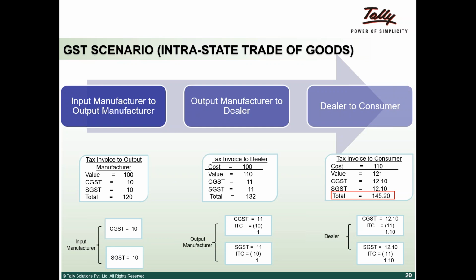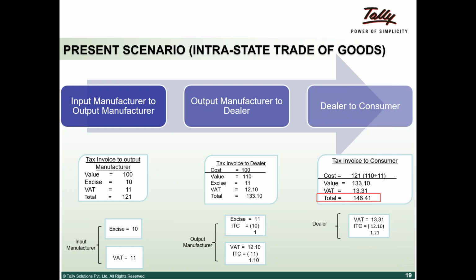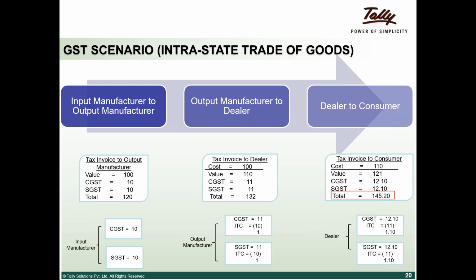Okay, the tax invoice to dealer, again, the cost is 100, and he does a value addition of 10%, that is 110. Then the CGST of 10% and SGST of 10%. It's a simple calculation, that total comes to 132. If you look at the dealer invoice to a consumer, in the previous case, I will just take you through the previous case, it was 146, which comes down to 145. Since there is no tax on tax, this benefit will be passed on to the consumer. That is what we wanted to highlight in the GST regime.